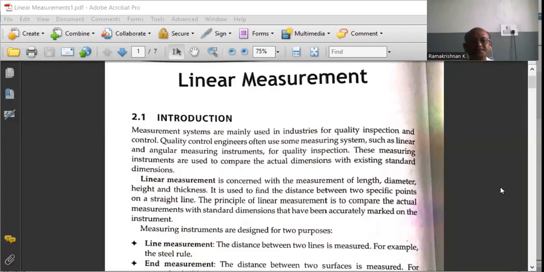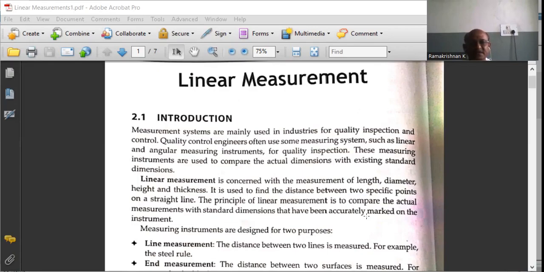Good morning. In the session today, let us discuss linear measurement. The measurement systems are mainly used in industries for quality control and inspection. Engineers often use measuring systems, which are broadly classified into two: linear measuring instruments and angular measuring instruments for inspection work. Many measuring instruments are used to compare the actual dimensions with the existing standard dimensions.